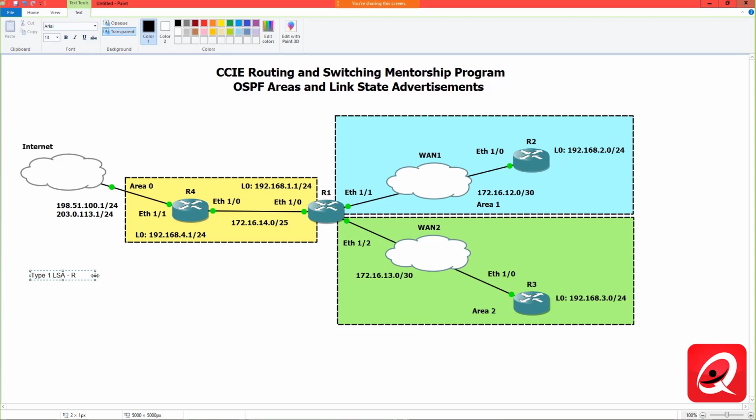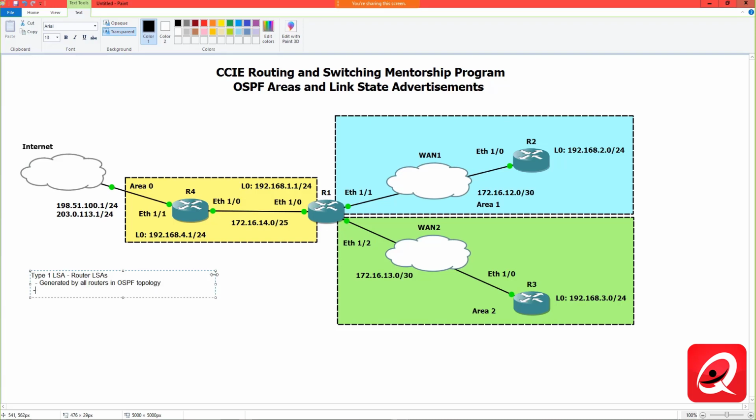Those are called router LSAs. And if you recall, these are generated by all routers in OSPF. I'm not going to put all the details here, I'm just going to put some of the highlights. They're generated by all routers in the OSPF topology.